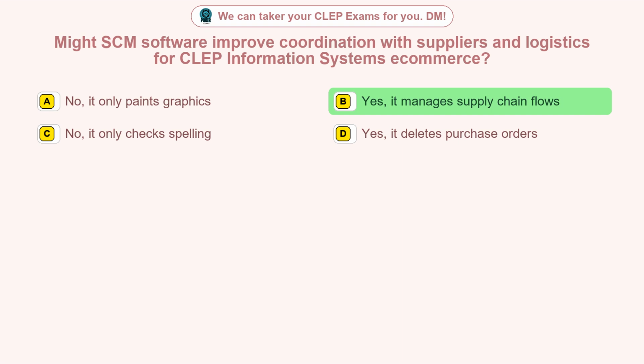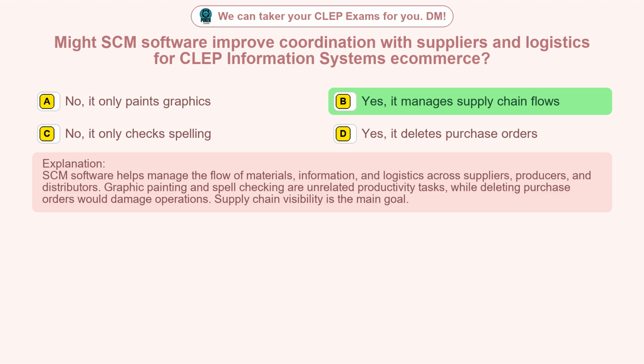The correct answer is option B. Yes, it manages supply chain flows. SCM software helps manage the flow of materials, information, and logistics across suppliers, producers, and distributors. Graphic painting and spell checking are unrelated productivity tasks, while deleting purchase orders would damage operations. Supply chain visibility is the main goal.